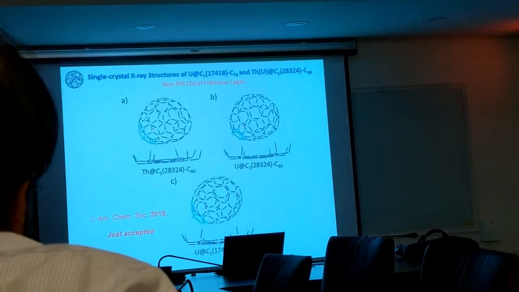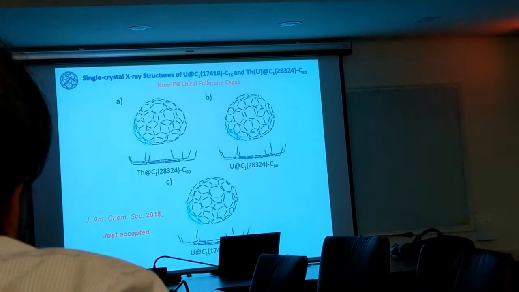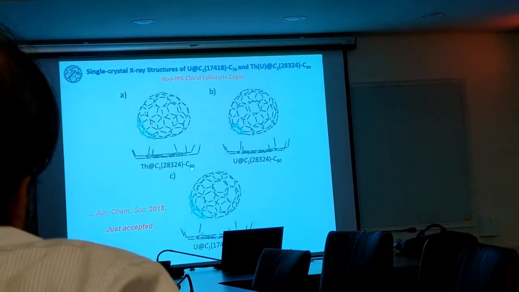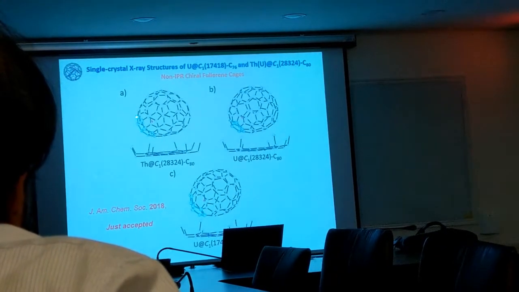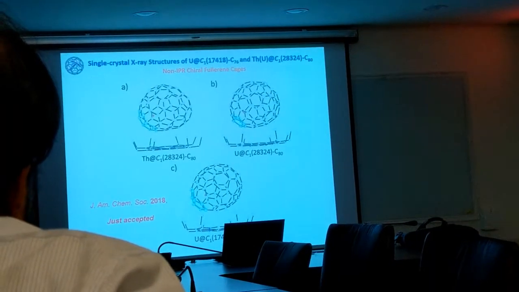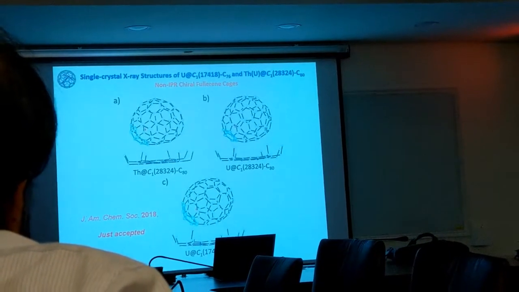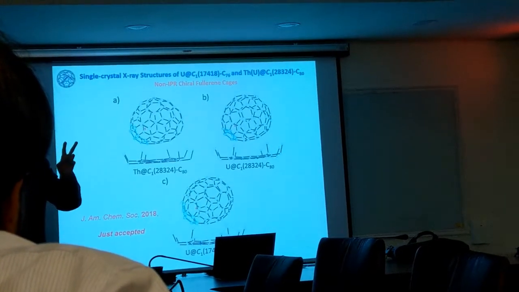And why is this interesting and different? The reason is that for the first time on C80, you see what is known as a violation of the isolated pentagon rule. So this is the second thing you need to remember from this talk.